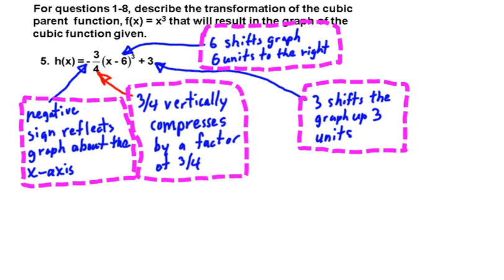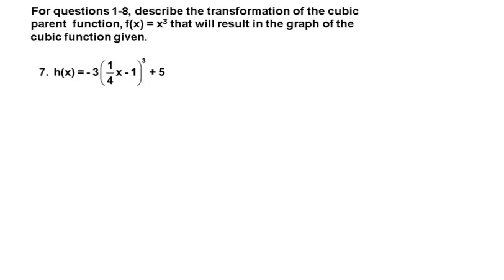Okay, next on the problem, which is 7. Okay, we have this. There's sort of a combination stretch in between this 1/4 inside parentheses and this -3 outside. We're going to have very similar in the respect of negative sign. What does it do? Reflects graph about x-axis.